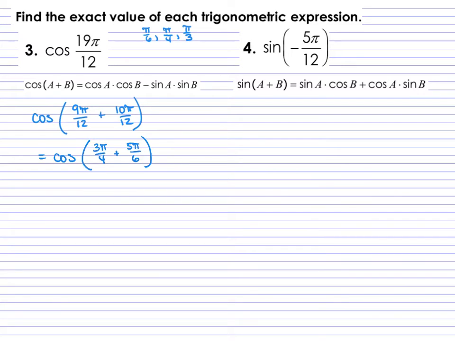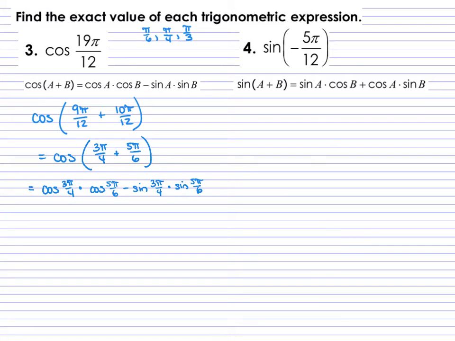So now I have the formula just above. I've got the cosine of A, the cosine of 3 pi over 4, times the cosine of B, the cosine of 5 pi over 6, minus the sine of A, which is the sine of 3 pi over 4, times the sine of B, sine of 5 pi over 6.